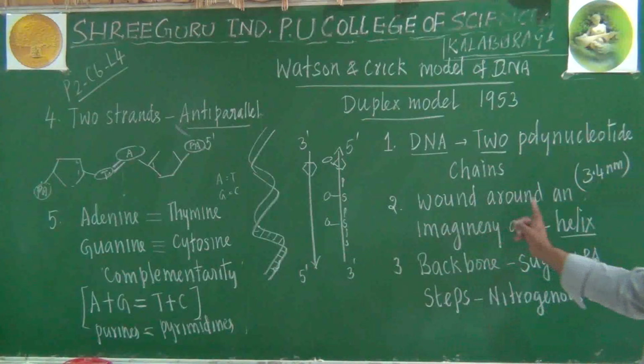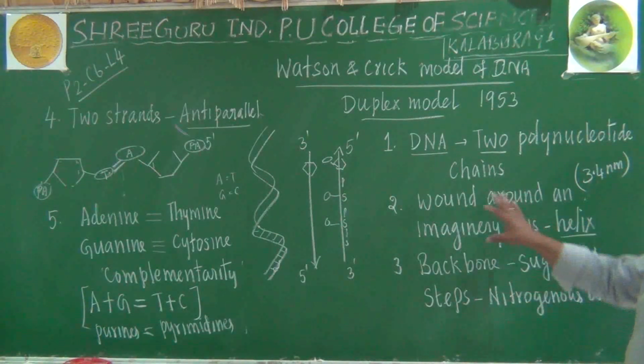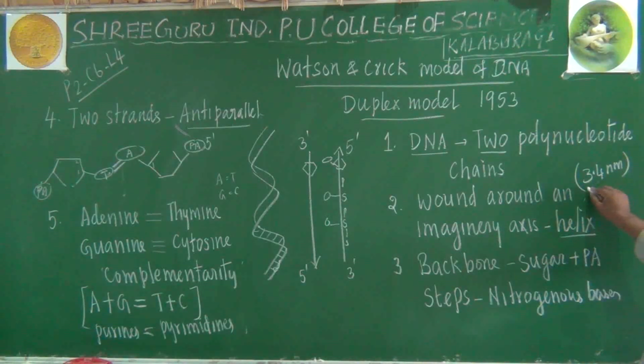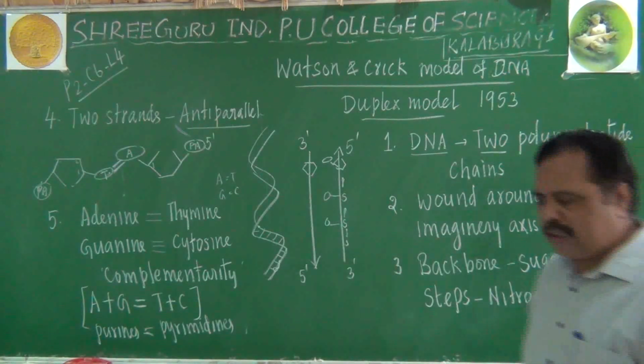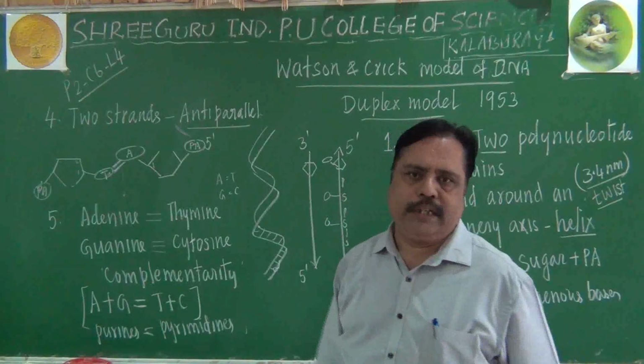Here, wound around an imaginary axis, they proved that it is a 3.4 nanometer twist like that. That is called the Franklin and Wilkins model also. And this is forming a twist. Remember, for every 3.4 nanometer, that helical staircase will form a twist, we can see.